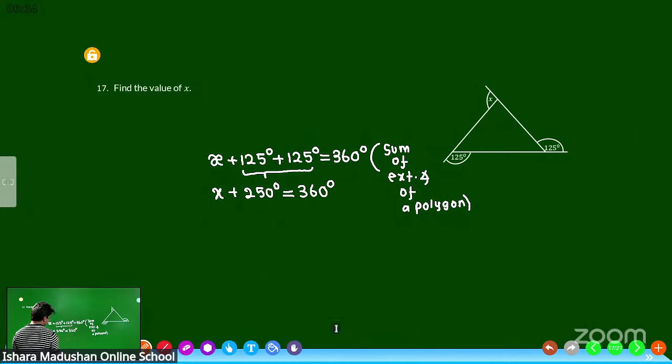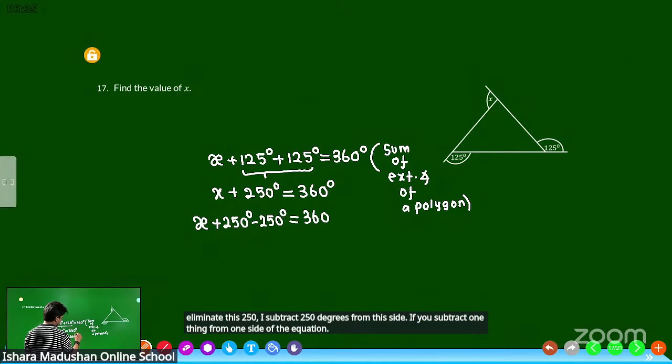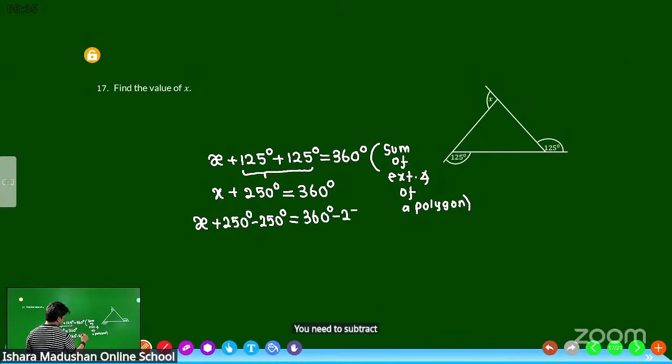I want to make x the subject, so I need to eliminate this 250. In order to eliminate this 250, I subtract 250 degrees from this side. If you subtract one thing from one side of the equation, you need to subtract the same thing from the other side of the equation. So x is 110 degrees.